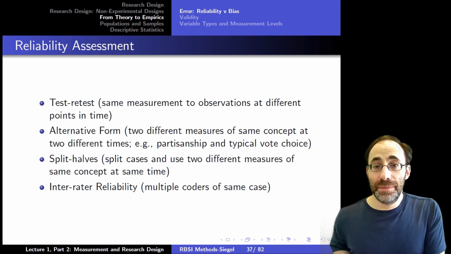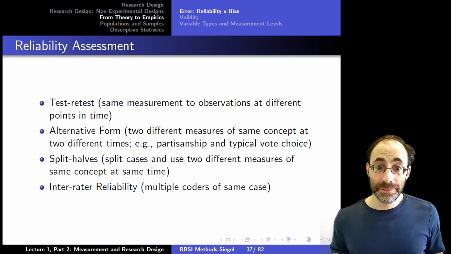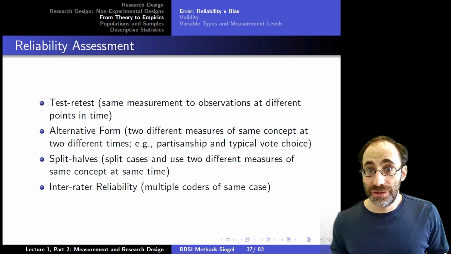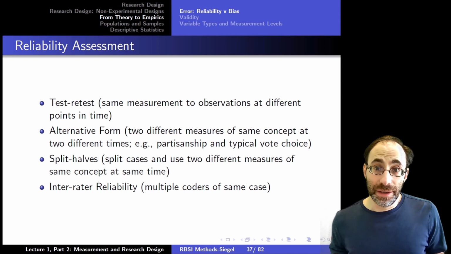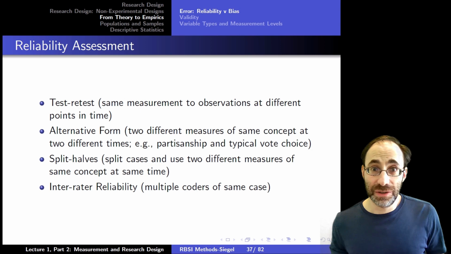The bottom one I'll do next, we said already, inter-coder reliability. If you have a case you're trying to code, you can take multiple coders for each case and see if they agree. And they should agree a lot of the time, and if they don't, you have a decrease in reliability.